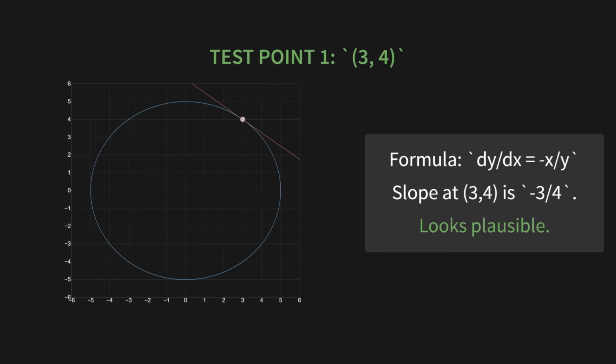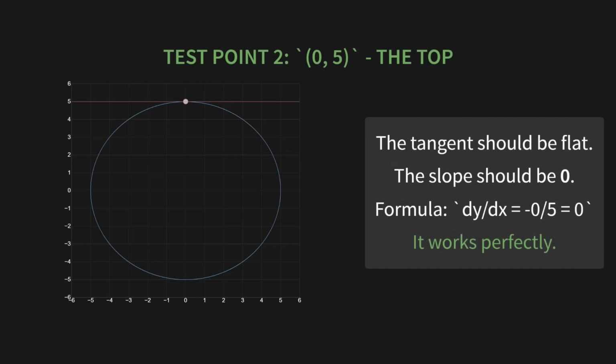Okay, test point (0, 5). This is the very top of the circle. The tangent line should be completely flat. The slope should be 0. Our formula gives us dy over dx equals negative 0 over 5, which is 0. It works perfectly. One more.